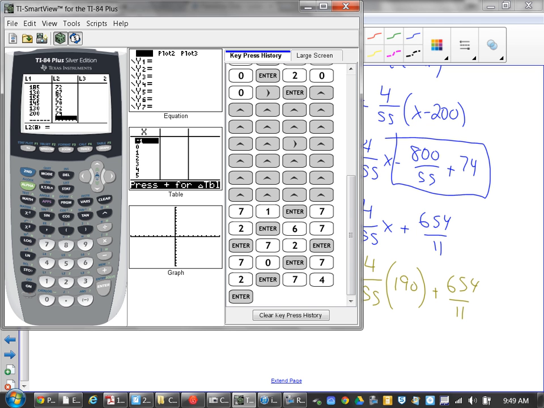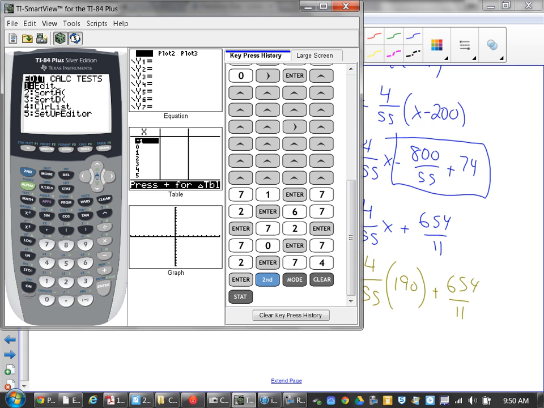Now if you back out again, hit second, quit, just to back out. What we're going to do is use the regression settings in the calculator itself to come up with an equation. So what it's going to do is actually figure out the line of best fit. So hit your stat button again. Move over to where it says calculate. And we want to do linear regression because we're talking about linear stuff today. Okay, that's option 4.